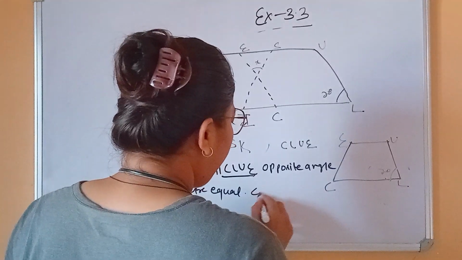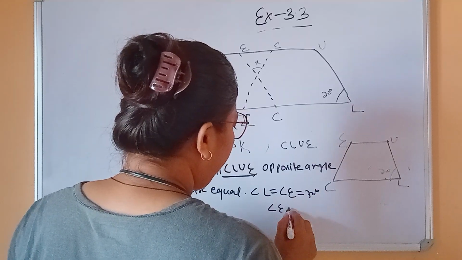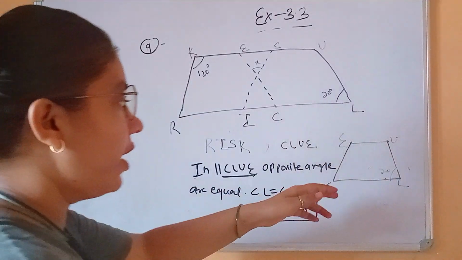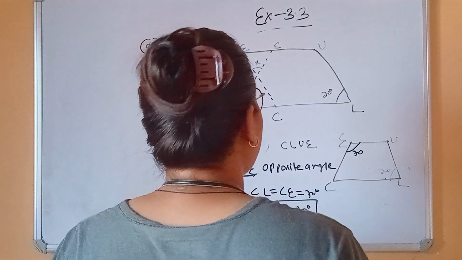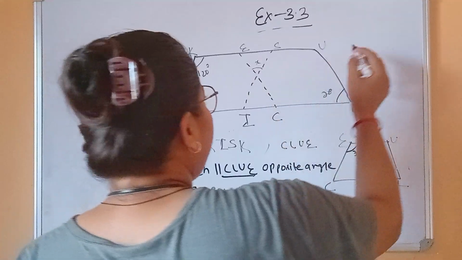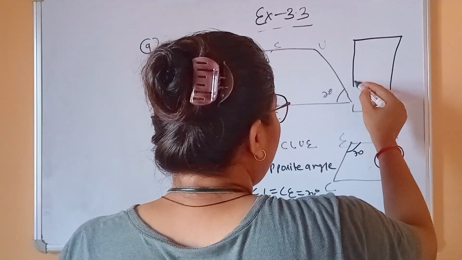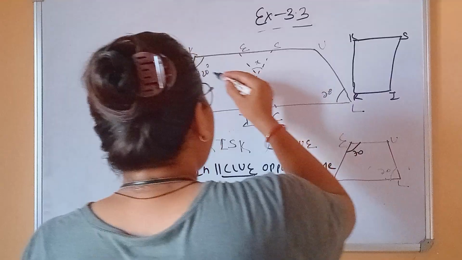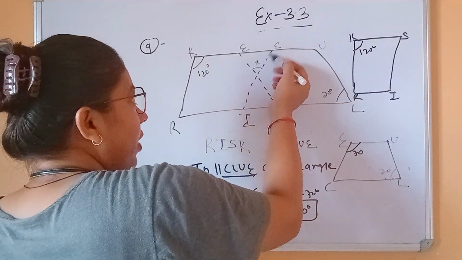Okay, so angle L is equals to angle E, that means 70 degree. So from here we find angle E is equals to 70 degree. Not need we find U and C also. Now we draw another parallelogram RISK. So here RISK. Okay, so here given K is equals to 120 degree. Okay, so we need to find S.